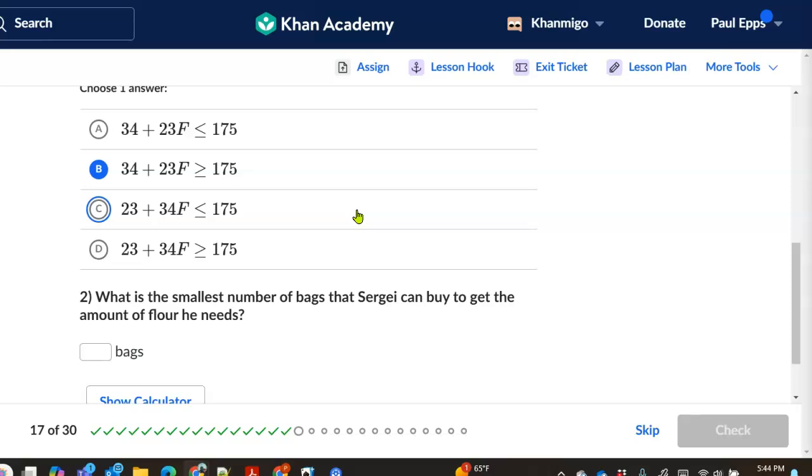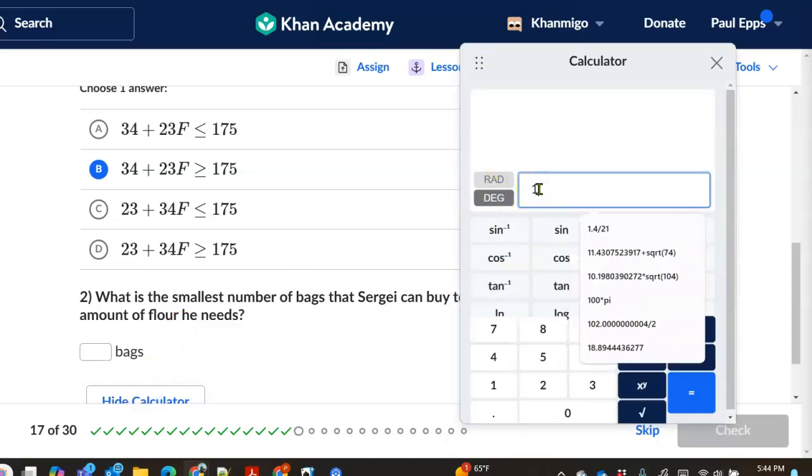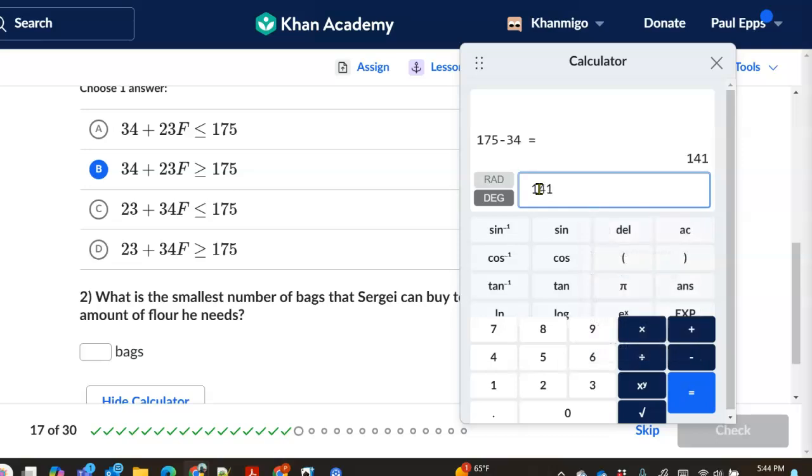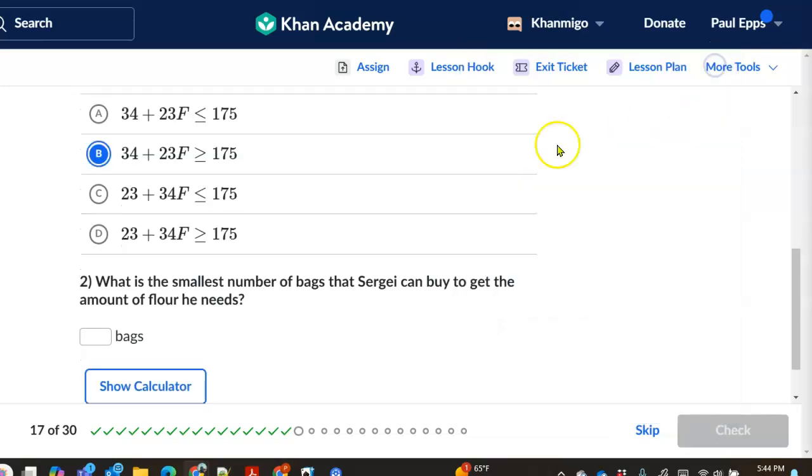Well, let's see. What's 175? Oh, here we go. We can get a calculator. So 175 minus 34. He needs 141. Okay, divide that by 23. 6. So 6 is not going to quite be enough, right? So 6 is 138. That will give him 172. It's not quite enough. So he's going to have some flour left over, but he needs 7 bags. 7.